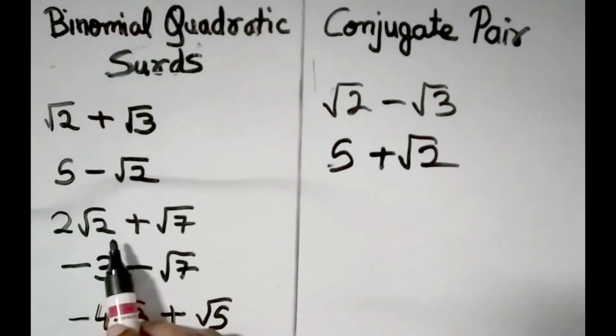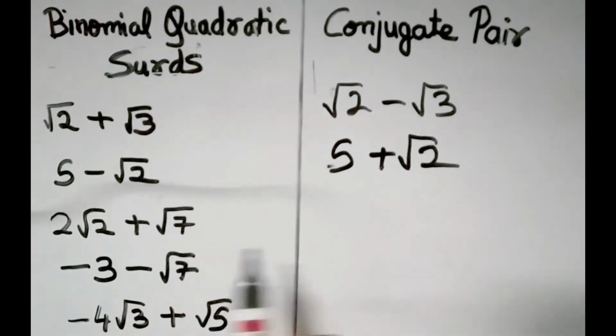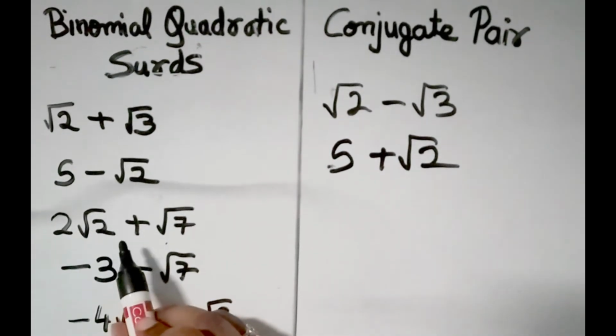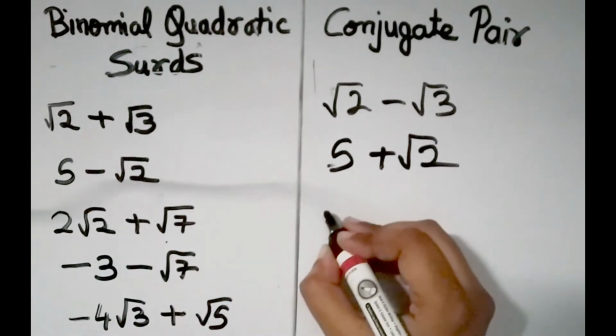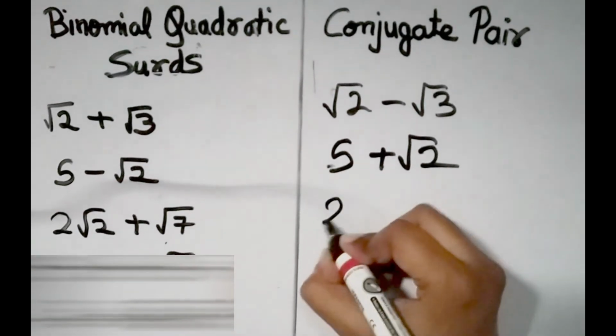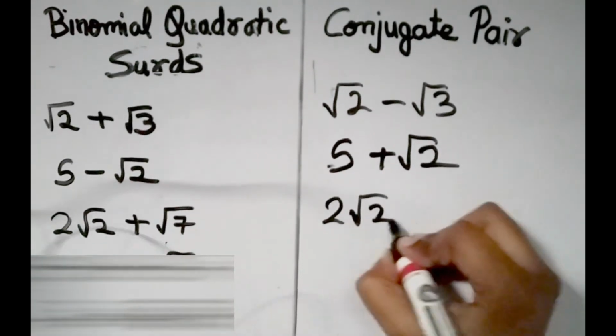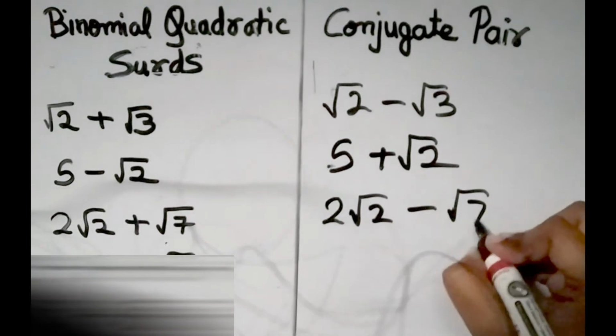Okay. Now the third one, 2 root 2 plus root 7. So here there is a plus sign, so we will change it to minus. So it will become 2 root 2 minus root 7.